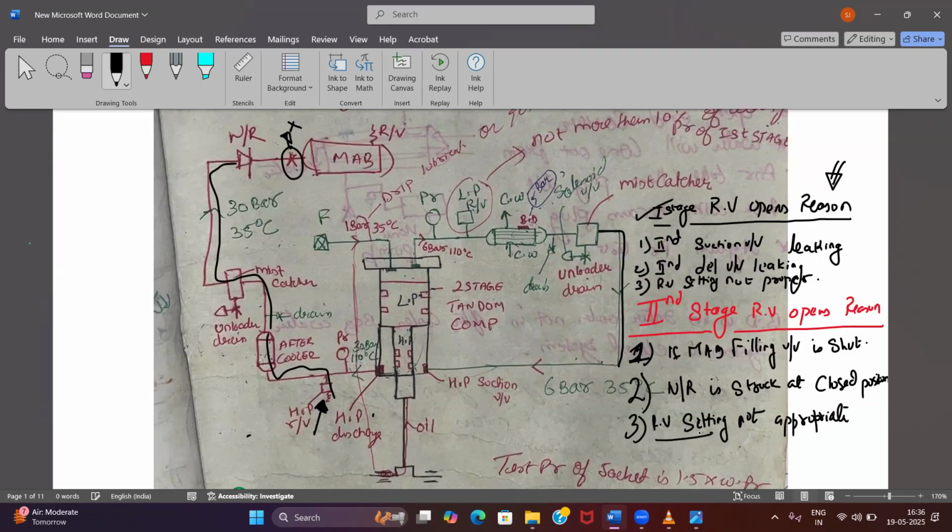The next cross question will be, what will be the relief valve setting? What will you say? Not more than 10% of the working pressure. Don't say above, say not more than 10%, of the first stage discharge pressure or second stage discharge pressure. Above means more, so say not more than. Yes, sir. Is it understood?